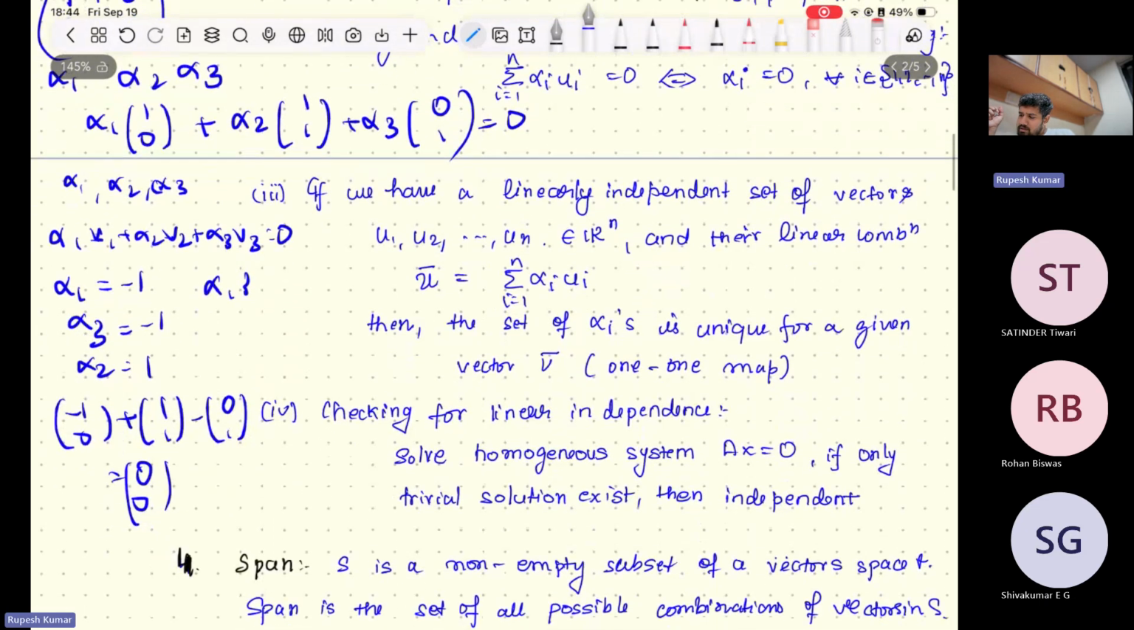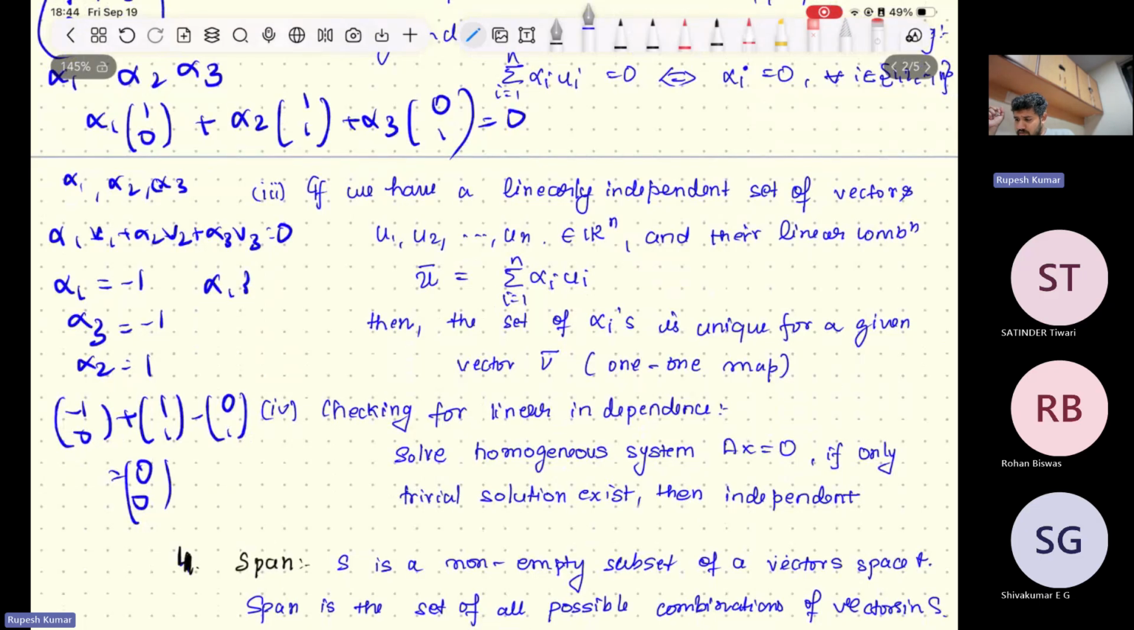If you have a linearly independent set of vectors u1 up to un, and then their linear combination is this, then the set of alphas is unique for the vector. If the set of vectors is linearly independent, you get a one-to-one mapping between the set of alpha i's and the vector you get as the linear combination. Is this clear? We have only done this for 2 by 2 and 3 by 3 matrices, basically two-dimensional and three-dimensional vectors. But can you relate it to the number of solutions to a system of equations? Can anyone relate it?